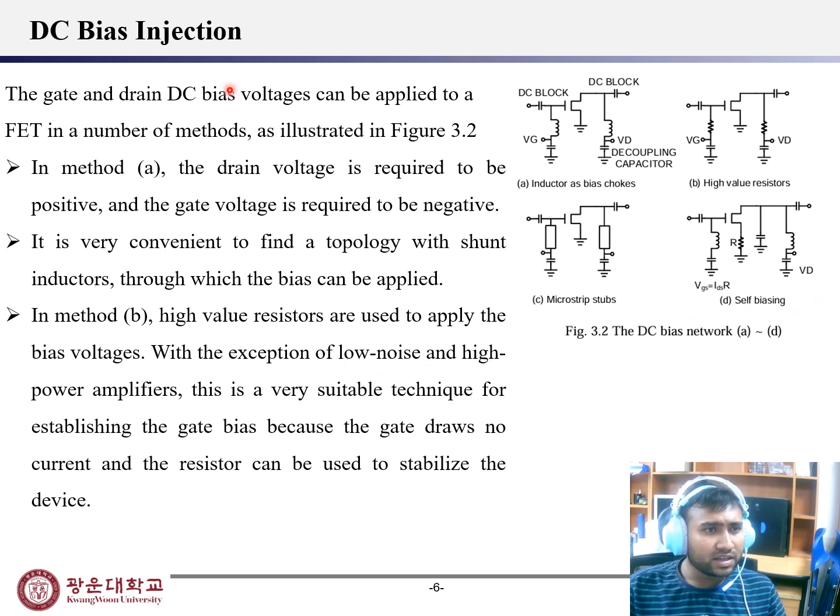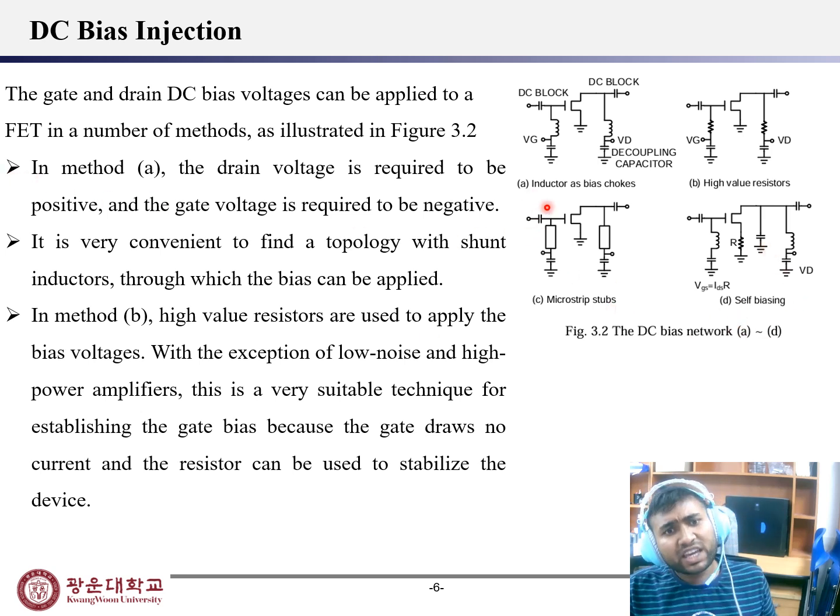The DC gate and drain bias voltages can be applied to the FET by a number of methods, illustrated in figure 3.2: inductors as bias chokes, high value resistors, microstrip stubs, and self biasing. In method A, inductor as a bias choke, the drain voltage is required to be positive and the gate voltage is required to be negative. It is very convenient to find a topology with a shunt inductor through which the bias can be applied.